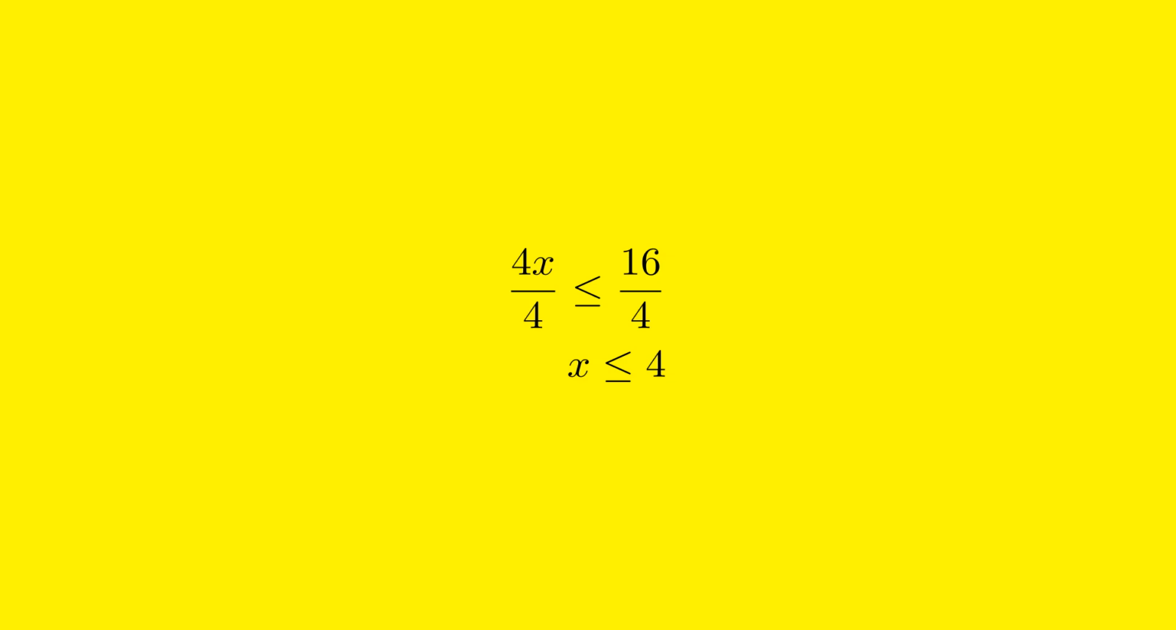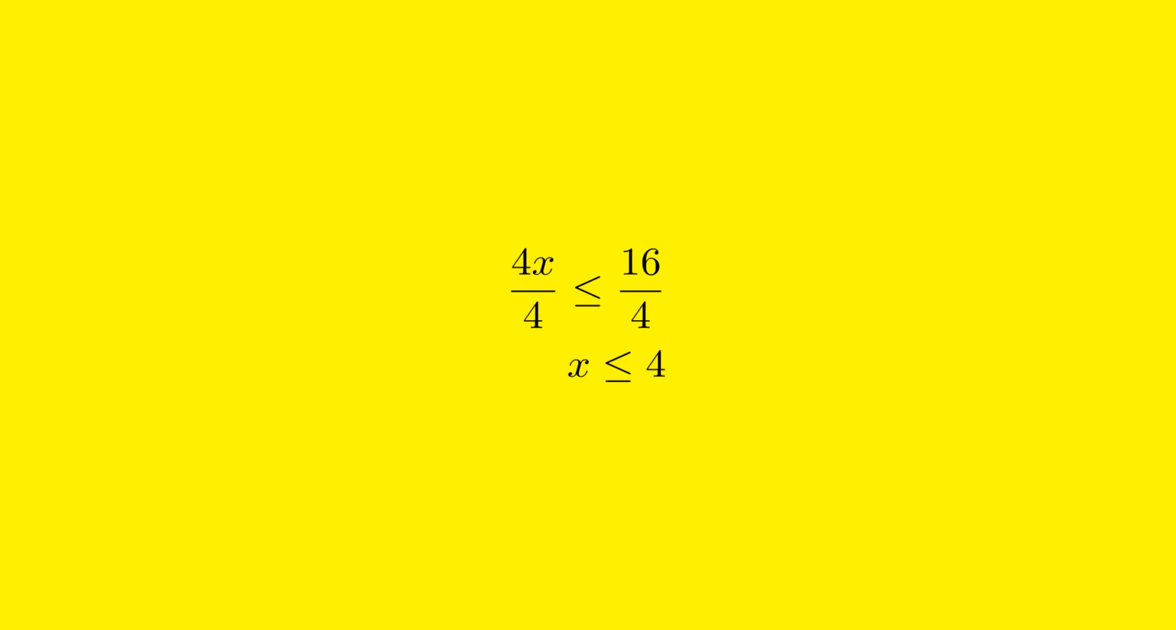Dividing both sides by 4 gives us 4x divided by 4 less than or equal to 16 divided by 4. Simplifying this division, 4x divided by 4 leaves us with just x on the left side, and 16 divided by 4 equals 4 on the right side. So now the inequality is reduced to x less than or equal to 4. This is our final step and the solution to the inequality.